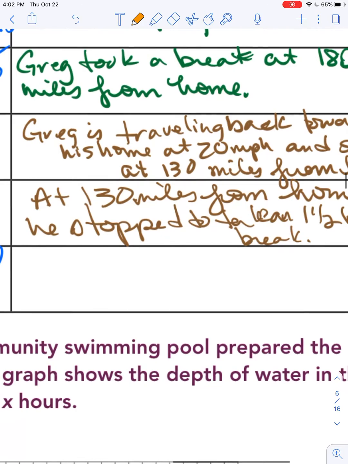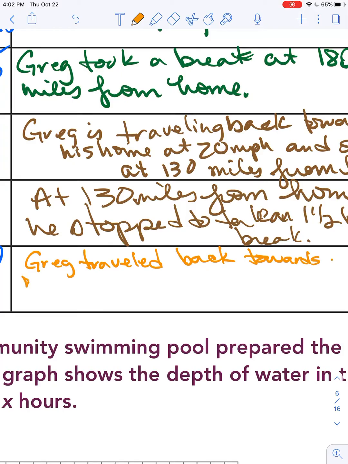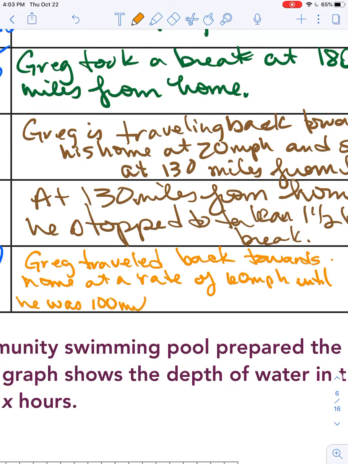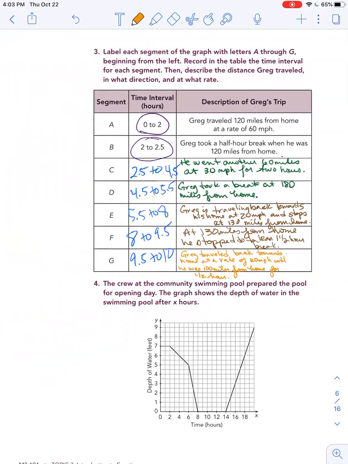So Greg traveled back towards home at a rate of 60 miles per hour until he was 100 miles from home for half hour. Oops, hour. There you go. Awesome.